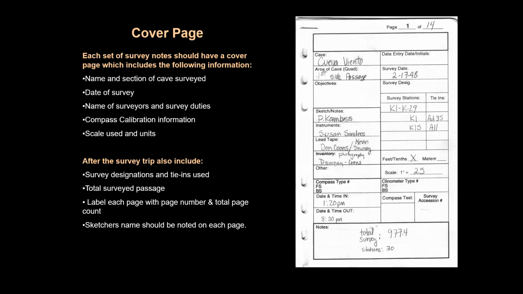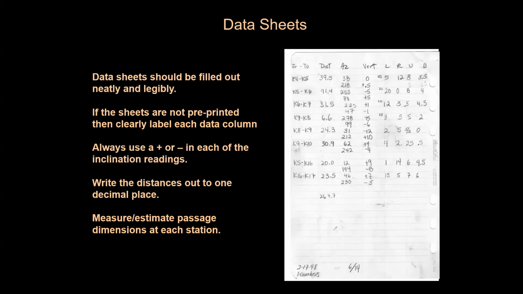So this is page 1 of 14. The next page is going to be 2 of 14, et cetera, et cetera, so you know that you're not missing any pages. When you start dealing with a lot of data, it's easy to misplace things, and you want to make sure that you keep all your survey pages together.